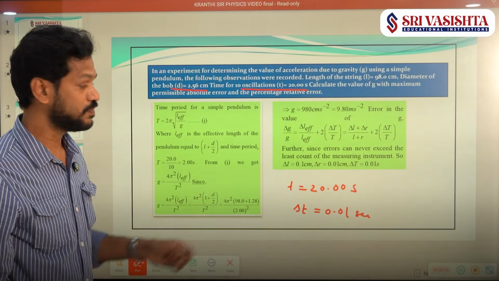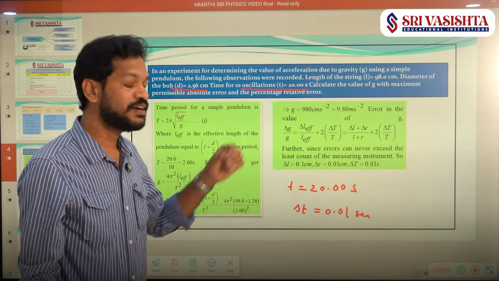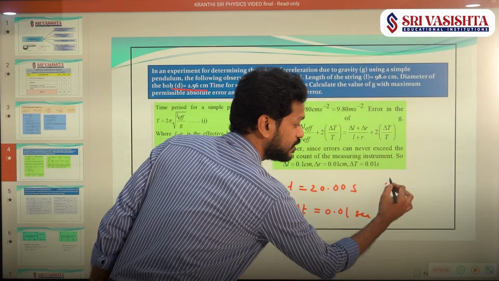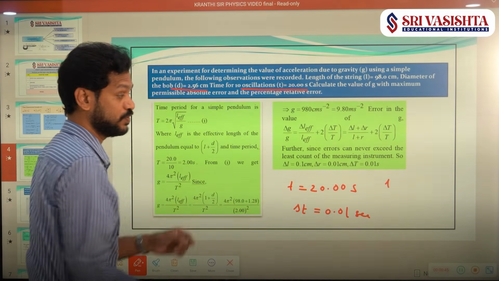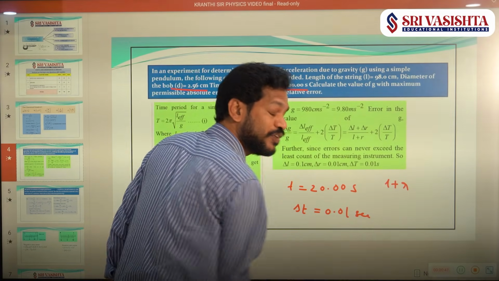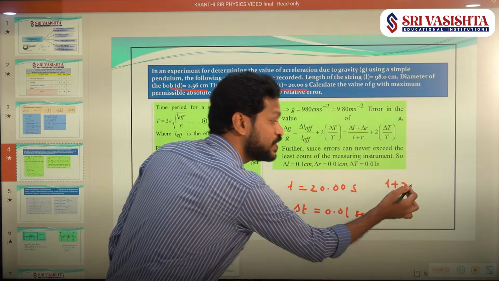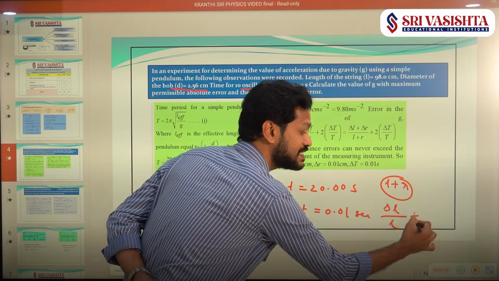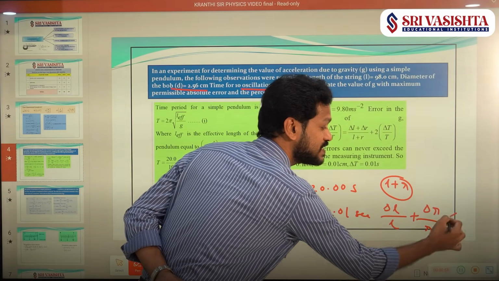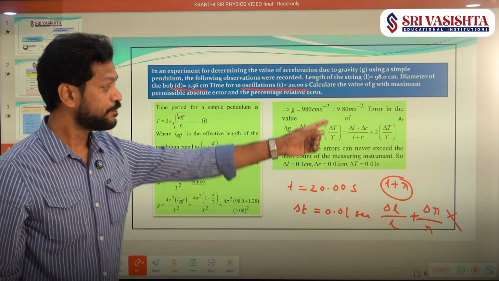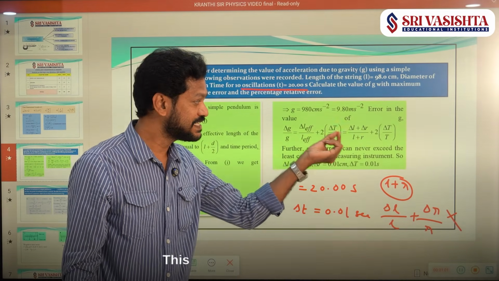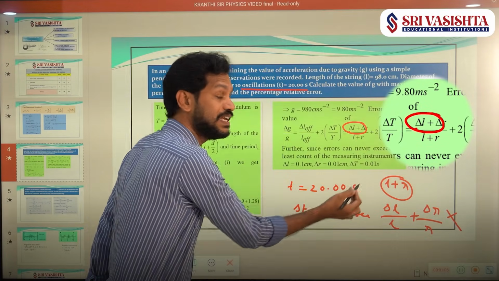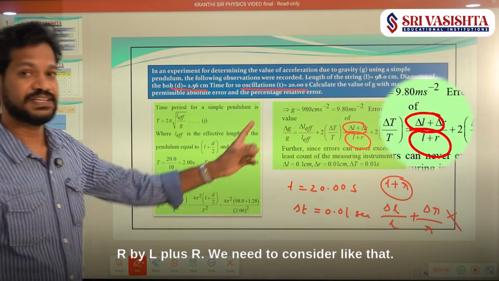And in this particular problem, in the numerator and denominator there is error. In the numerator we have L plus d by 2, that means L plus R. So while calculating errors, students make a mistake: to calculate error they will take delta L by L plus delta R by R. Actually this is wrong. We need to consider the error in numerator and denominator. This is how to calculate error. This is delta L plus delta R by L plus R. We need to consider like that.